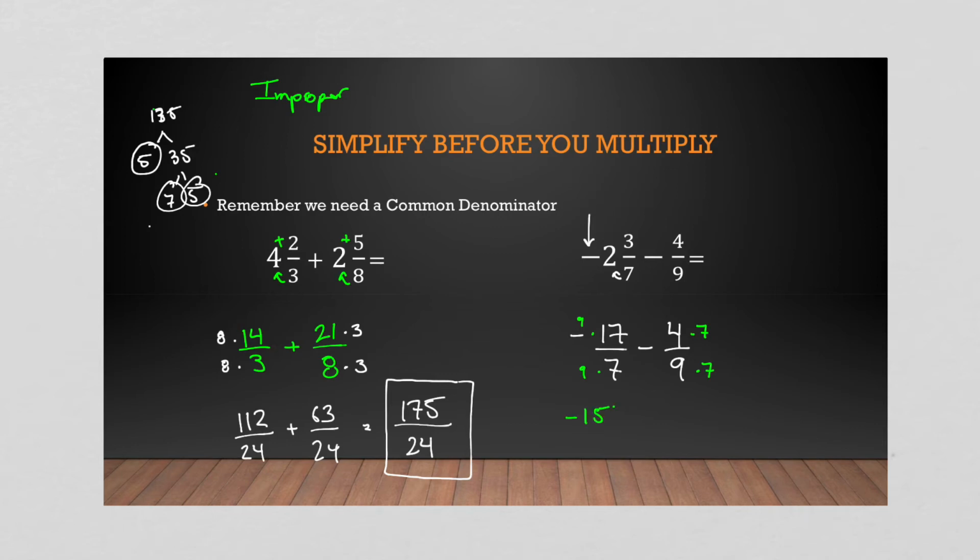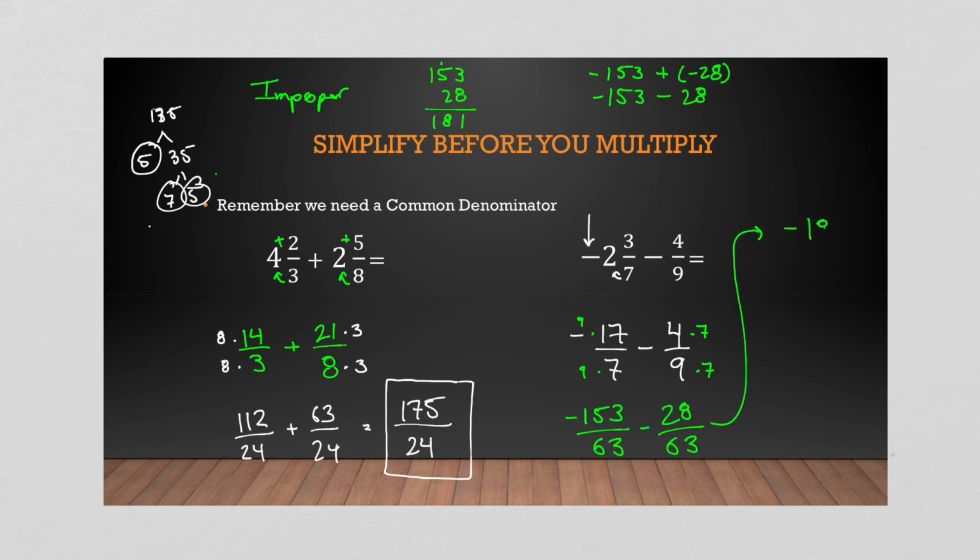We have negative 153 over 63 minus 28 over 63. And now here we are at an integer question, right? We have a negative 153 and we are subtracting 28. So remember that if we can change this into an addition statement, subtracting a positive is the same as adding a negative, right? Those are equal statements. So now we're just adding these two numbers together. 153 plus 28, 11, carry 8, 181. The only difference is we added two negative numbers together, so we get negative 181 over 63.